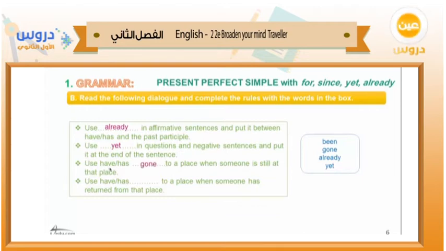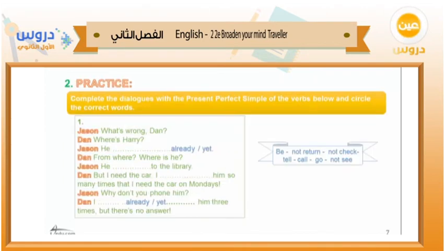Third, use have or has gone to a place when someone is still at that place. Use have or has been to a place when someone has returned from that place. For example, he has gone to London. That means he is still in London until now. But when you use been, he has been in London. Okay, so that means he went to London and came back from it. Very good. Now, let's go to practice.